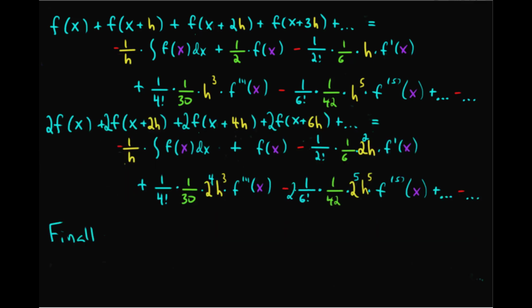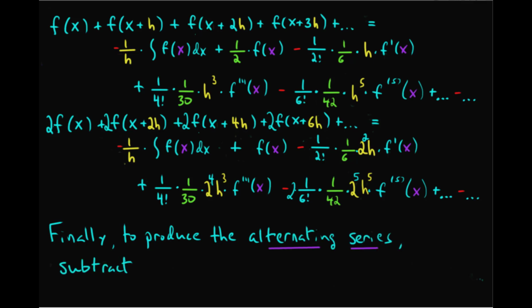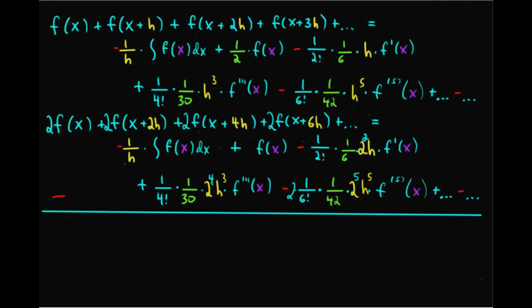And so finally, to produce the alternating series, which is why we've performed these mathematical operations in the first place, we subtract the second equation from the first equation. When we do that, on the left-hand side of the equation, we'll have negative f of x, and then the plus f of x plus h term is untouched. And then we have f of x plus 2h minus 2 times f of x plus 2h. That gives us a minus f of x plus 2h.